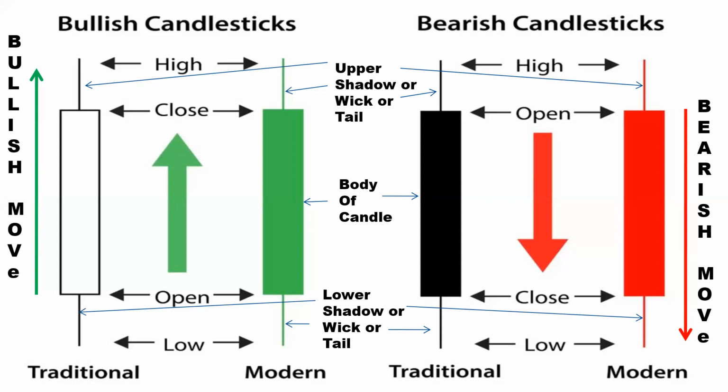In modern ways we represent green and red color candles. Some charting instruments will have blue color candles also, blue instead of green. So blue, white and green are nothing but bullish candles. Red or black candles are bearish candles.